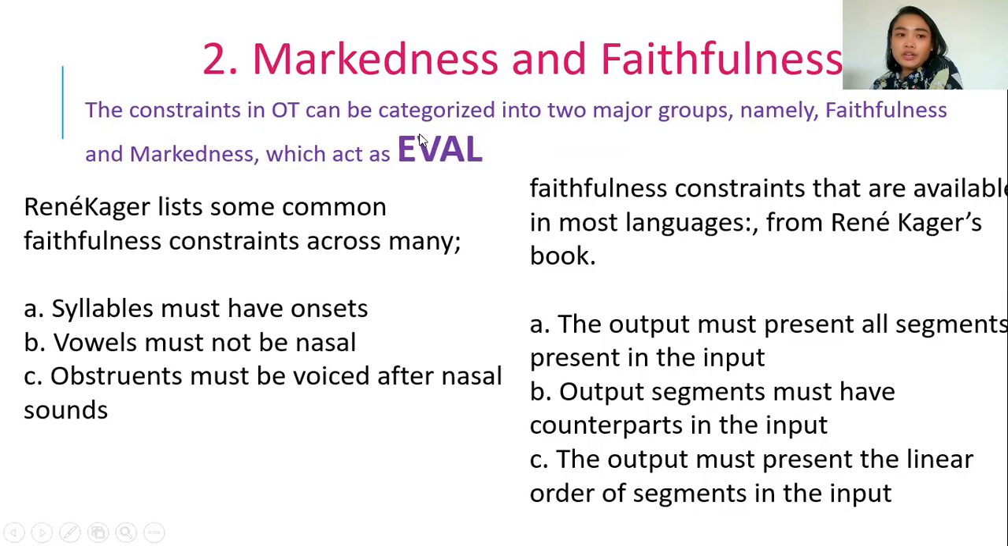This was introduced by Rain Kiga, that in eval faithfulness, he set the rules. The rules: syllables must have onsets. Vowels must not be nasal. Obstruents must be voiced after the nasal. And then he also said the output must present all segments present in the input. Output segments must have counterparts in the input, and the output must preserve the linear order of segments in the input.